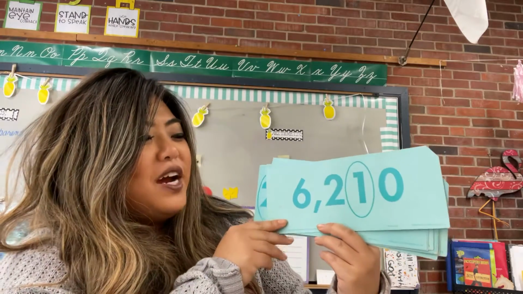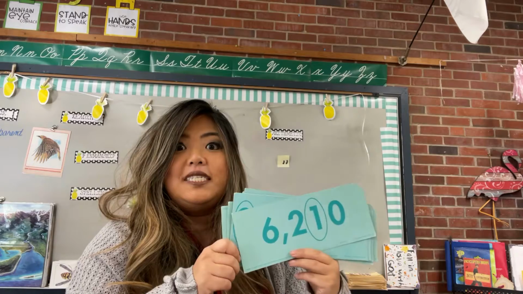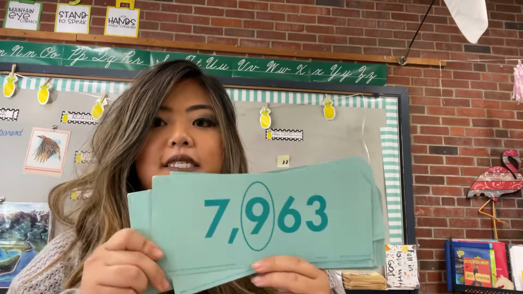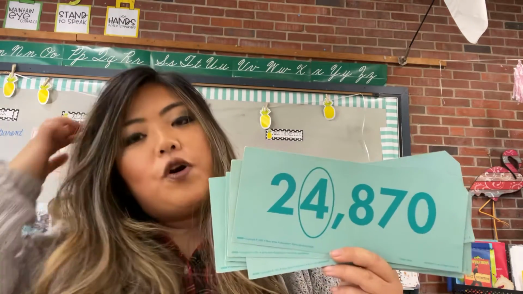All right, over here, this one, 6,210. You're going to add 10,000. It's 16,210. This is 17,963, 34,870.